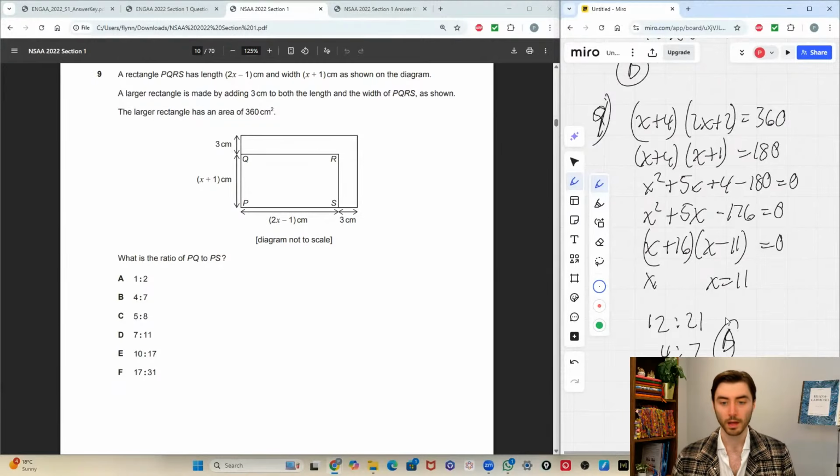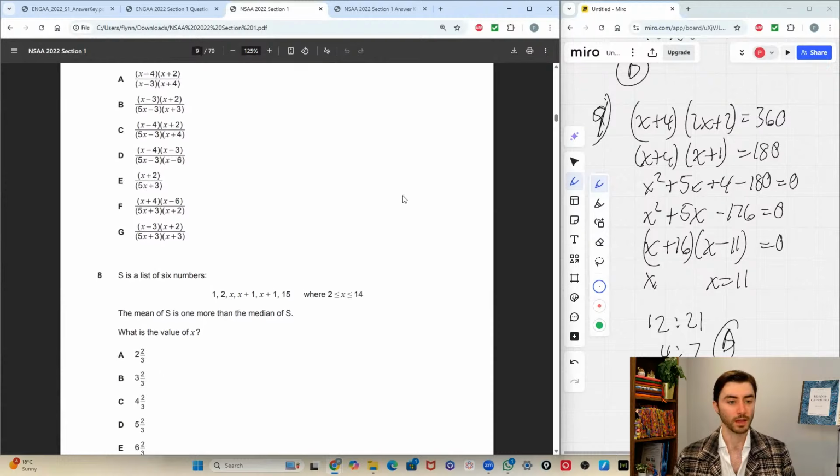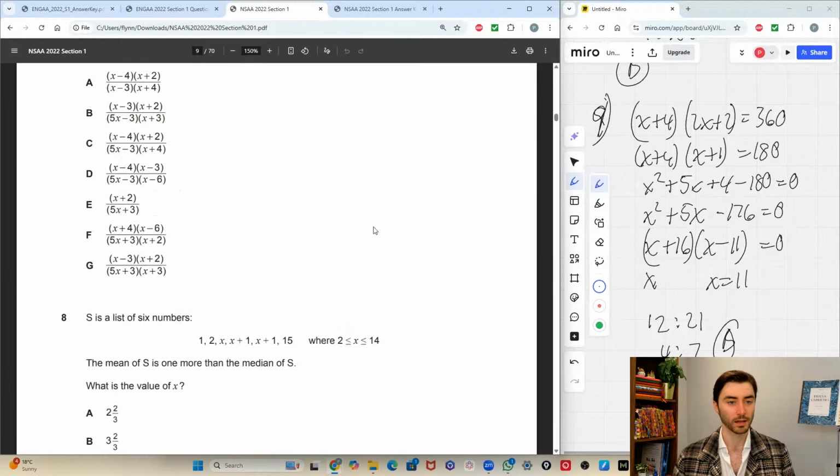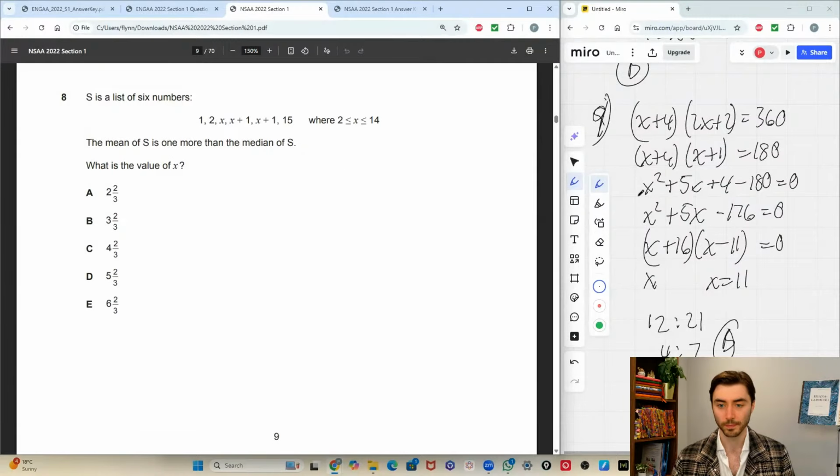Okay. Yeah, the easier ones were at the back. So I'm glad I'm getting to them.